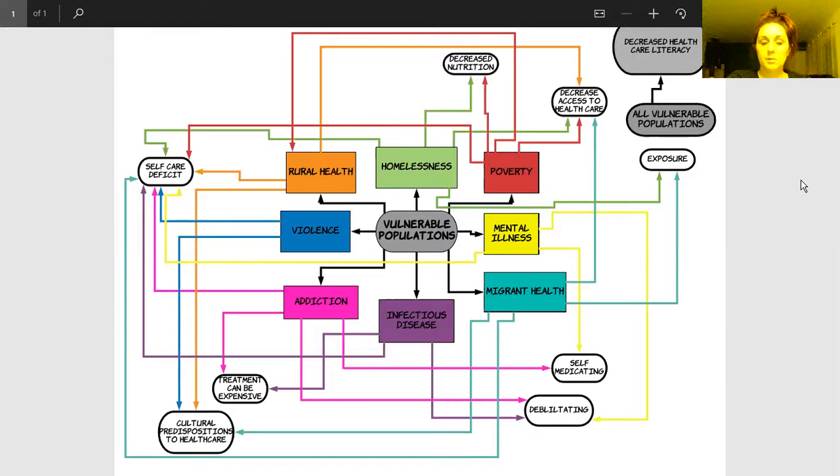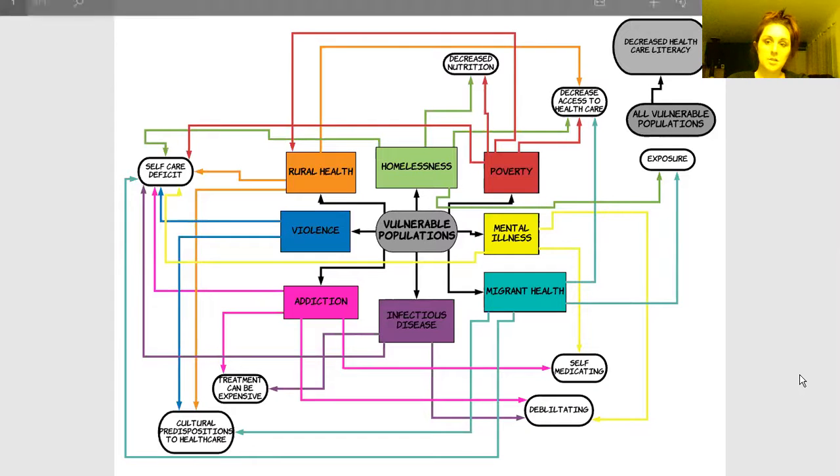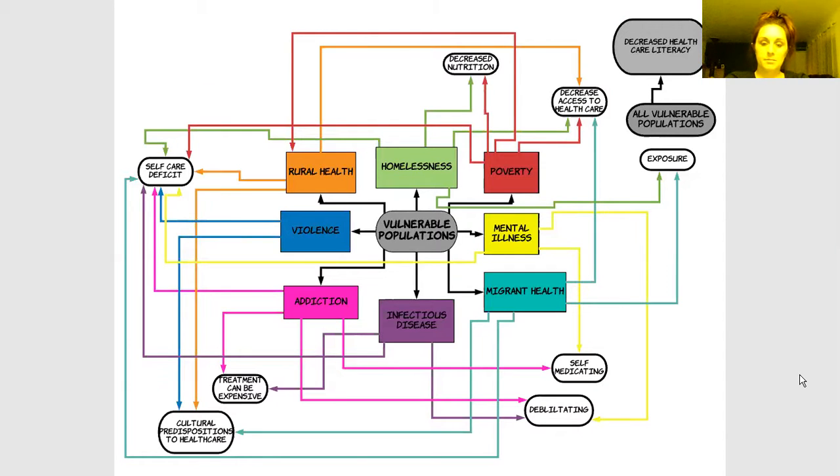And then the last purple line will be under treatment can be very expensive. So under some infectious diseases and chronic diseases, treatment can be out of control and unaffordable, unattainable. So we'll move over to the left pink box.